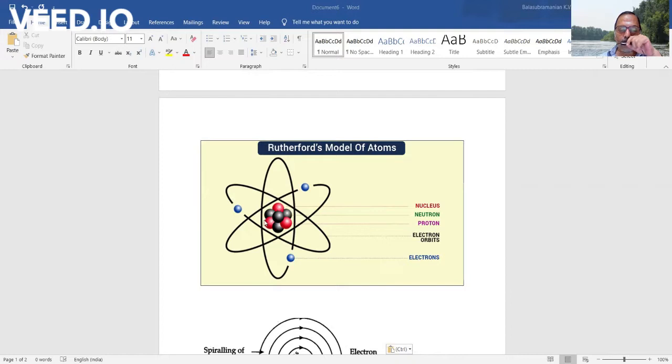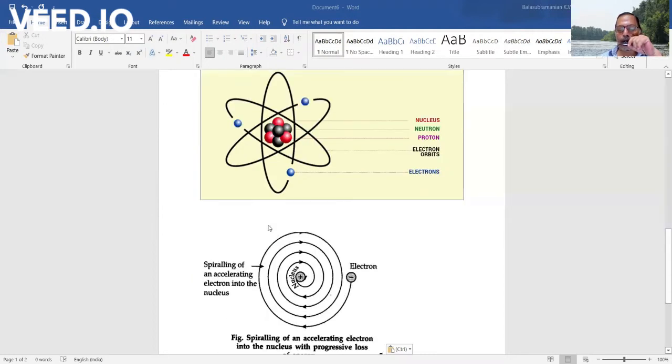He proposed that a central nucleus is inside here, which contains neutrons as well as protons. Protons are positively charged particles, neutrons are chargeless particles, and the electrons are revolving around the nucleus in a circular path.